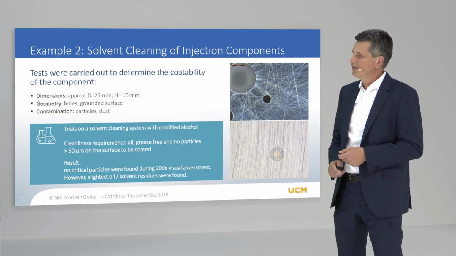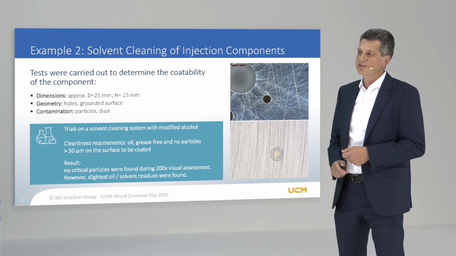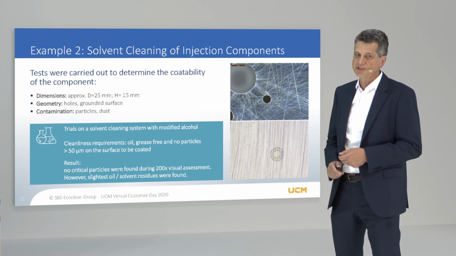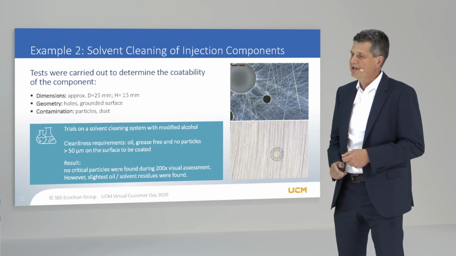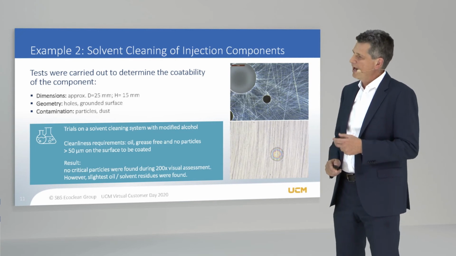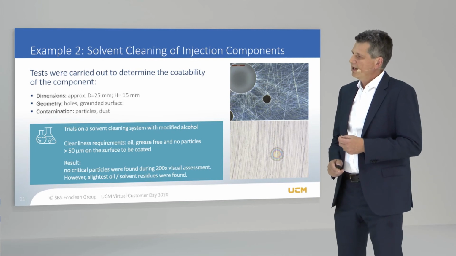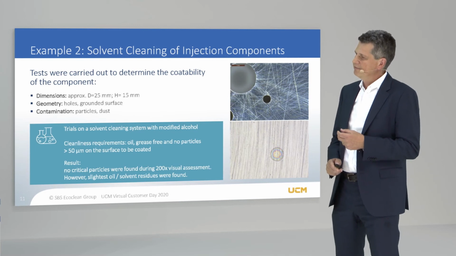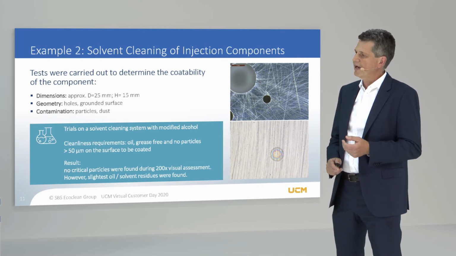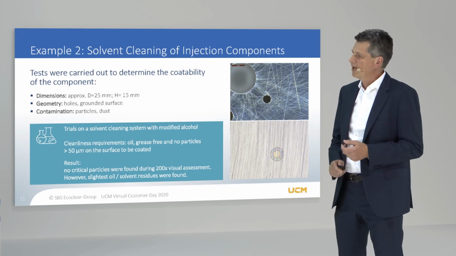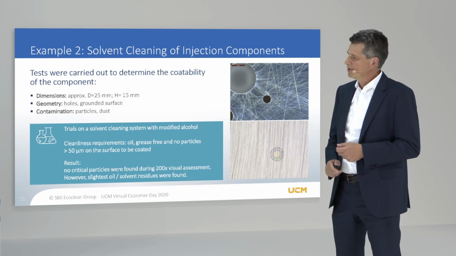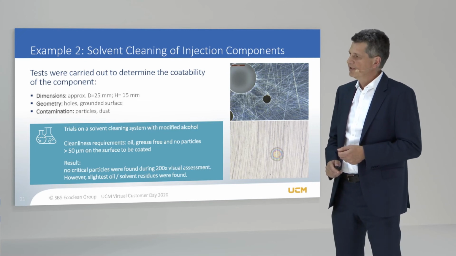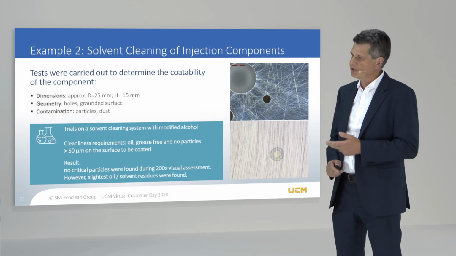What was the result? Well, we were extremely concerned with the high requirements in terms of particle contamination. This wasn't actually the problem. The problem was that we found isolated small drops of oil that remained on the parts by a visual inspection under a microscope with 100 times resolution. So again, it was a very promising result, but not good enough to be able to coat the parts after these tests.